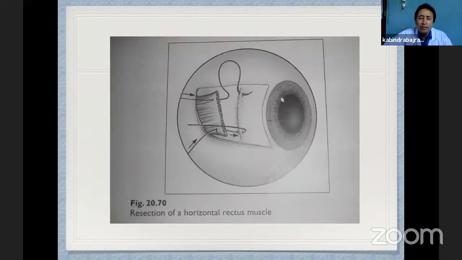This is resection of a horizontal muscle, where first the muscle has been disinserted and a part of the muscle has been cut, and that muscle is again sutured at the insertion site.